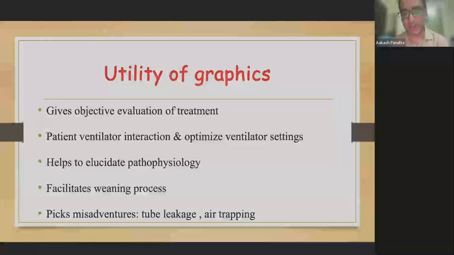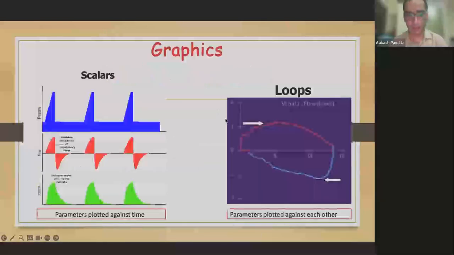For example, in RDS, it tells us about the lung compliance, whether it has improved or decreased. It also helps us to know how much tidal volume the patient is generating, and that can help us in the weaning process. And as we discussed earlier, it also tells us about the various complications which can be associated with ventilation. For example, air trapping, tube leakage, and others.